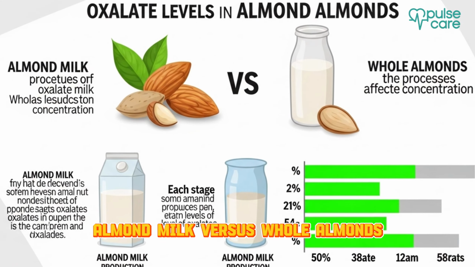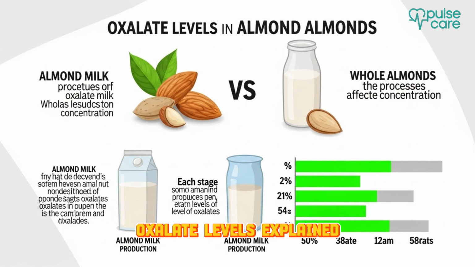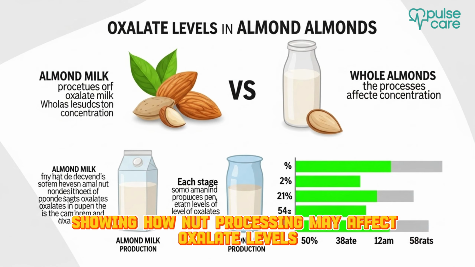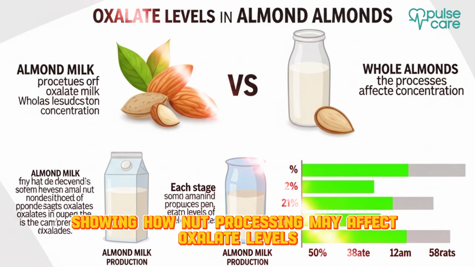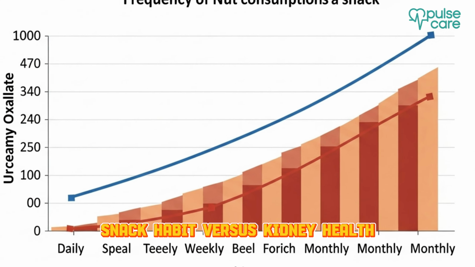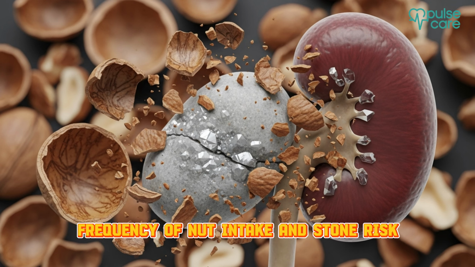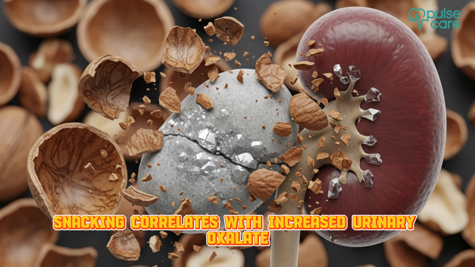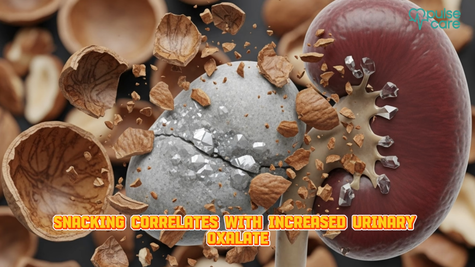Almond milk versus whole almonds. Oxalate levels explained. Comparison infographic showing how nut processing may affect oxalate levels. Snack habit versus kidney health. Frequency of nut intake and stone risk. Chart showing how regular nut snacking correlates with increased urinary oxalate.